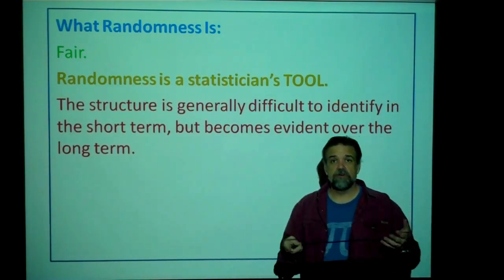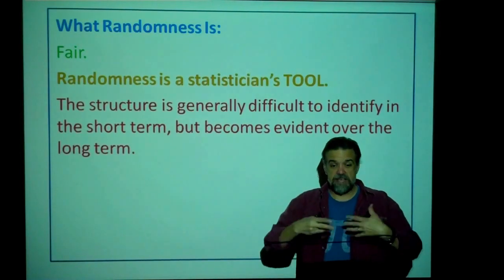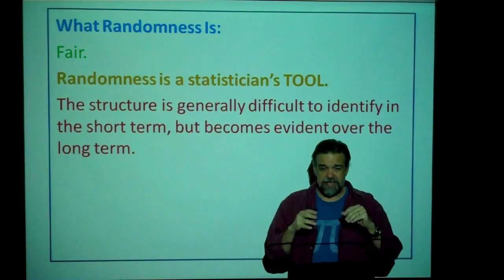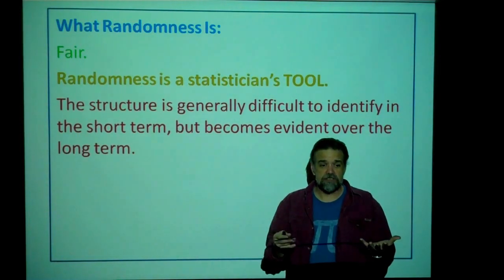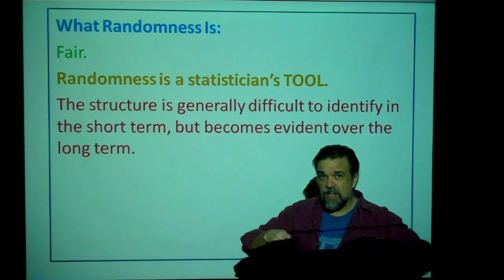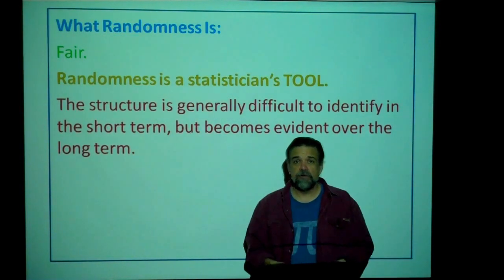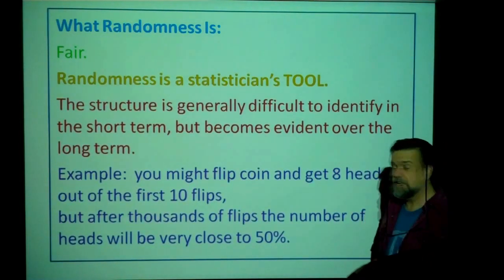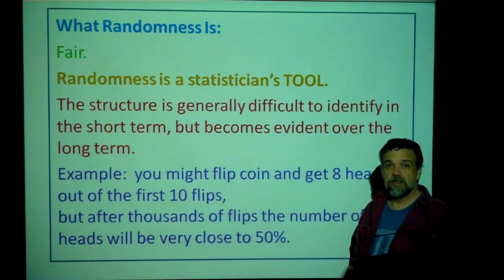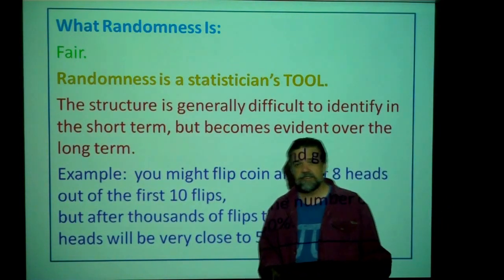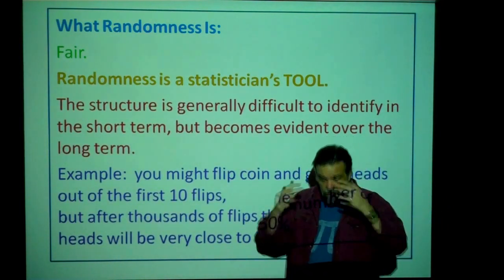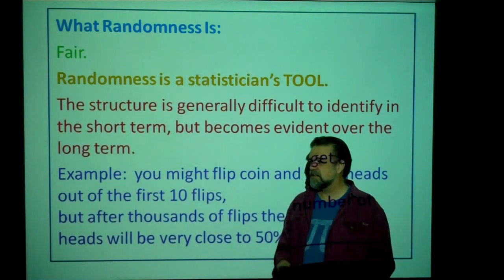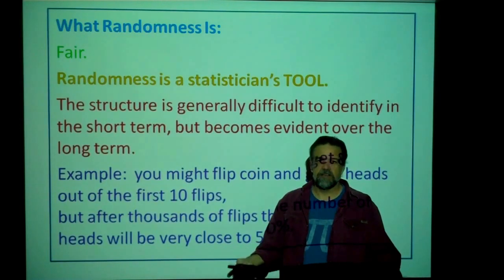Okay? Now, random variables have a structure. They have a particular distribution. The data that you get from these random variables have a particular distribution. A lot of times it's really not evident after just a few trials what that distribution is, what the structure is. Sometimes it takes a long time. For example, I might flip a coin. After I flip that coin 10 times, I might get 8 heads. Well, if I'm only flipping it 10 times, I'm not going to say, oh my God, that means it's 4 times as likely to get a head as it is to get a tail. No. I only flipped it 10 times.